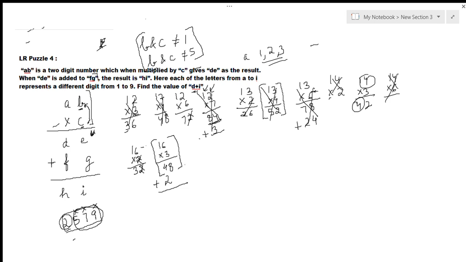Suppose if I write 5 over here, 8 and 5 should add up to 3. Here we don't have the option of writing 3. So 5 cannot be here. What if I write 7 over here? If I write 7 over here, 8 plus 7 is 5. Good enough. Now 8 plus 7 is 15. So 5 is written over here, 1 is carried. So ultimately this becomes 75. Not possible.